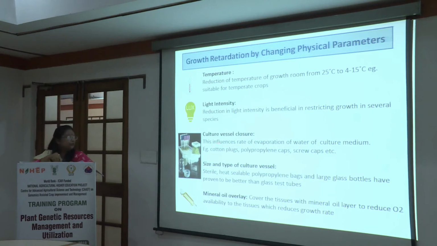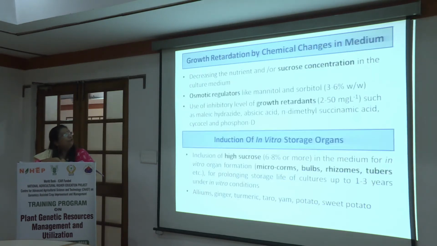can be increased. There are other physical methods like change of culture vessel, change of the size and type of culture vessel, and even something like mineral oil overlay of the cultures. So that cuts off the oxygen in which the explants are growing. Again, it reduces the growth, and I will just show you the examples. So those were the physical means.